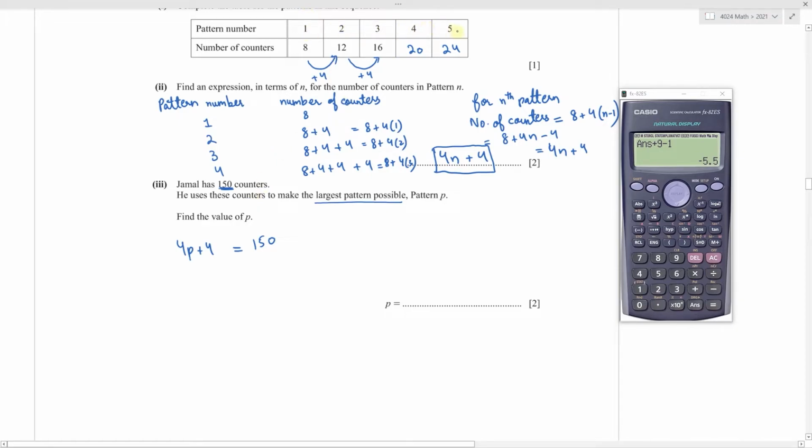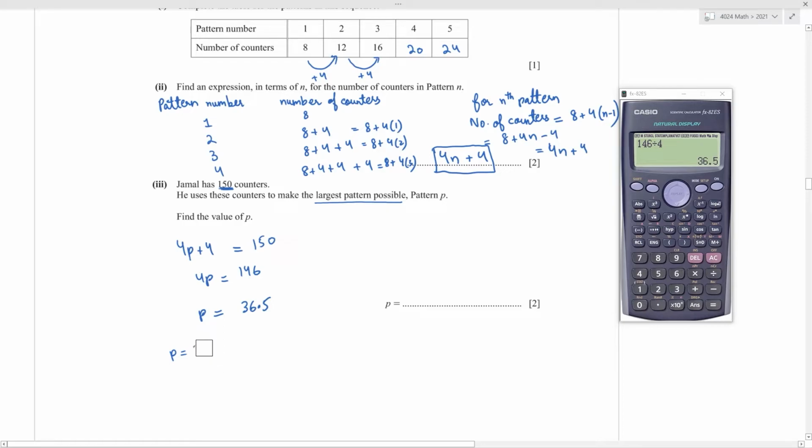So each time it is an integer value. So let's solve for p here. 4p will be 150 minus 4, which is 146. P will be 146 divided by 4, which is 36.5. So you cannot make 36.5 patterns. So your integer value of P will be 36.